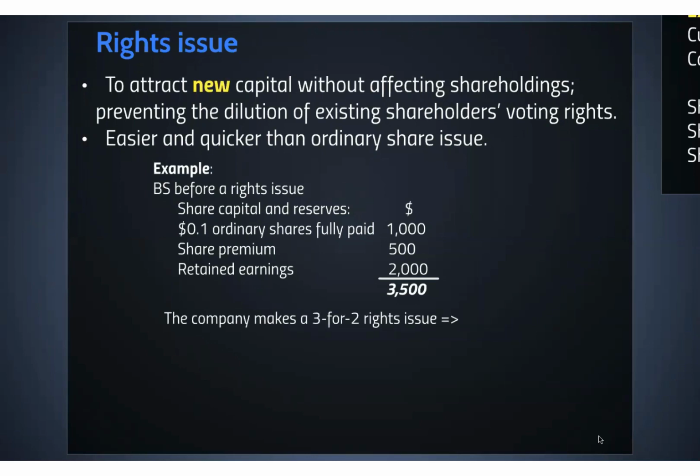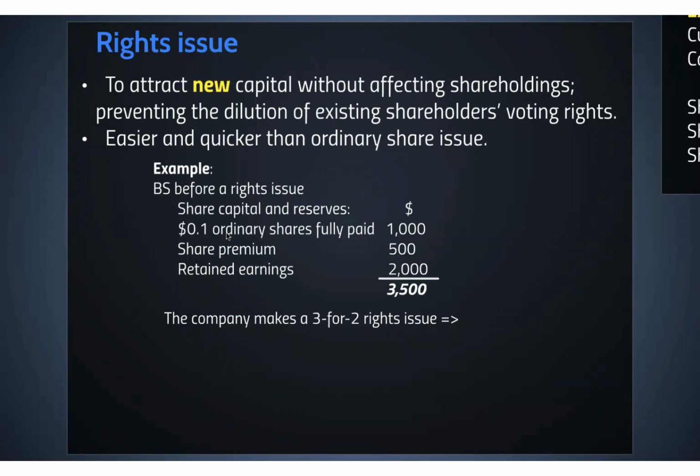What does that mean? The company allows existing shareholders to buy 3 new shares for each 2 they possess now. How many shares would the company issue? Let's calculate that. How many shares does the company have now? 10,000, because the company has share capital of 1,000 consisting of shares with a nominal value of 10 cents. That means that the company has 10,000 shares.